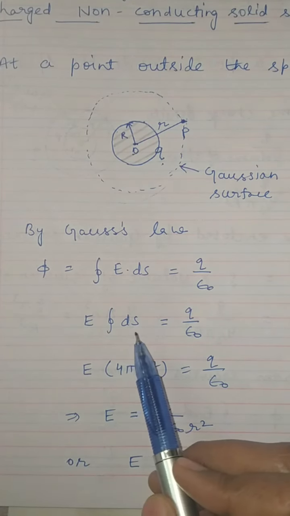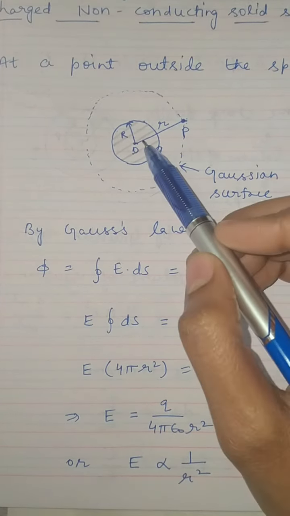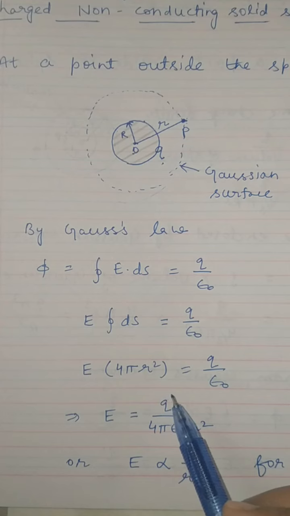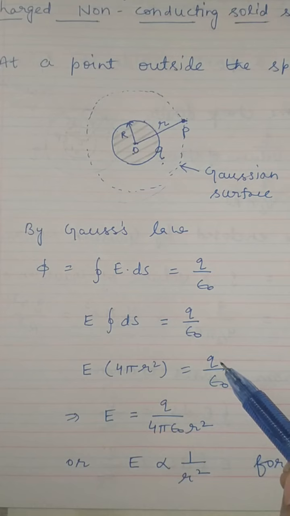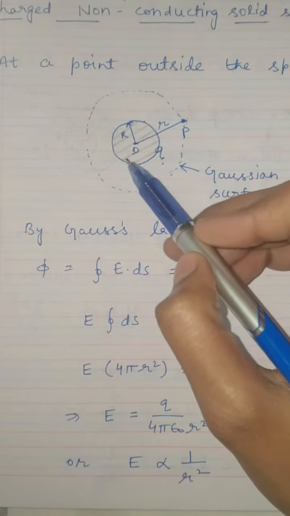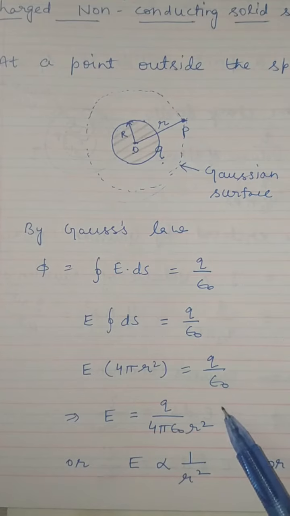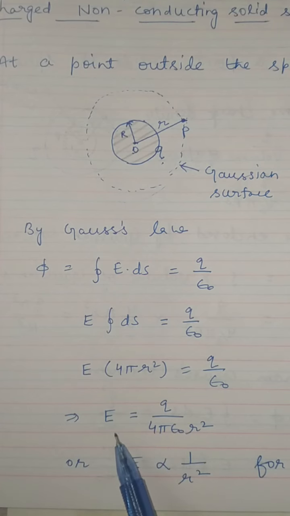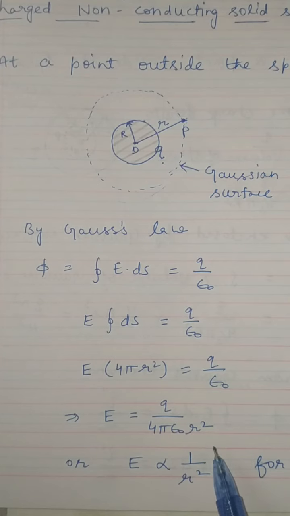Again, we will put the value of ds, meaning the surface area of the Gaussian surface. This Gaussian surface has radius r, so its area will be 4 pi r square, which equals q upon epsilon naught. Here the enclosed charge will be equal to q because the whole charge q is coming inside the Gaussian surface. So we are taking the total charge q over here. On solving it, we will get the electric field E equals q upon 4 pi epsilon naught r square.